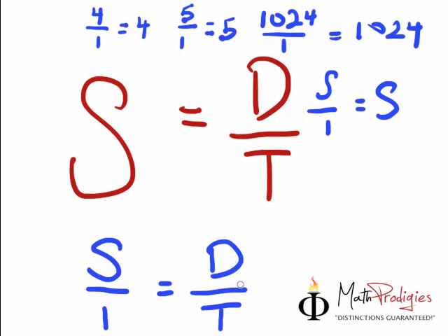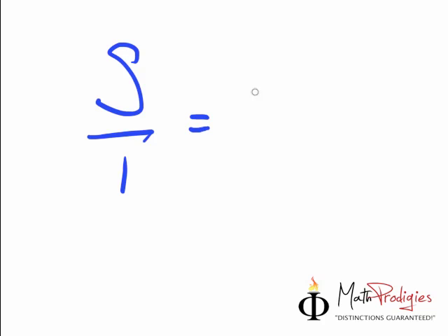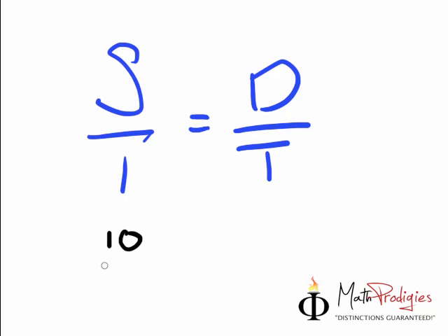But why do I want to do that? Let me just show you why, okay? For example, now we have the equation S over 1 equals D over T, okay? Now, let's say I am going at 10 kilometers per hour. I'm riding a bicycle now, and I want you to find out the distance from my place to, let's say, Parkway Parade. Okay, and I took 1 hour. That's not true, but I took 1 hour.